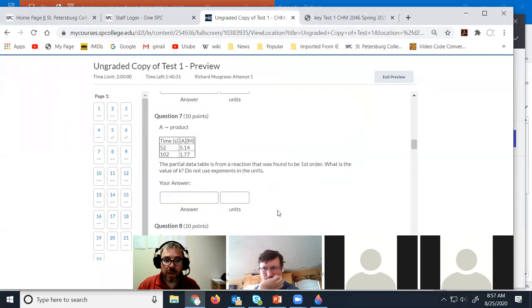All right, for this one here, again a partial data table, but we're told this time it's first order. Can anybody tell me the strategy we'd have to undertake for this one? I'll give you a hint. It's a little different to what we did in the previous question.